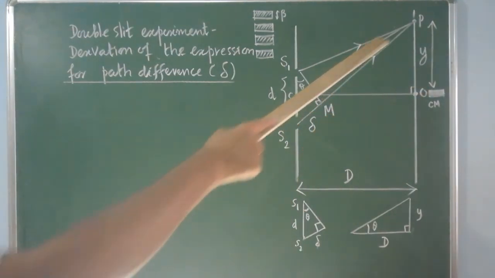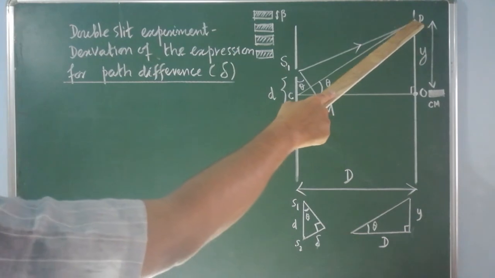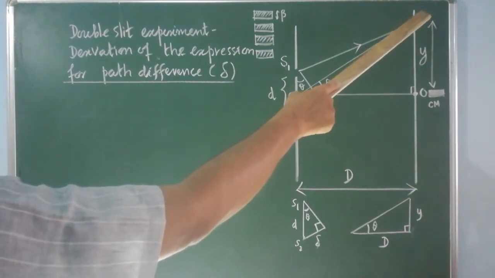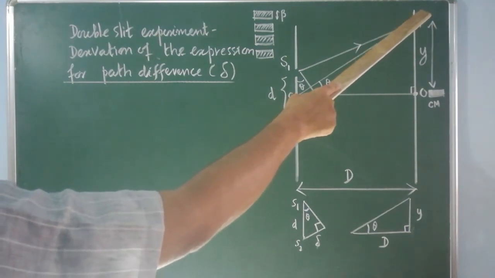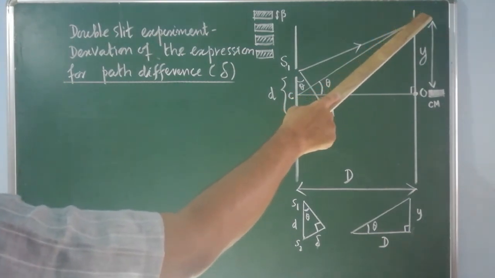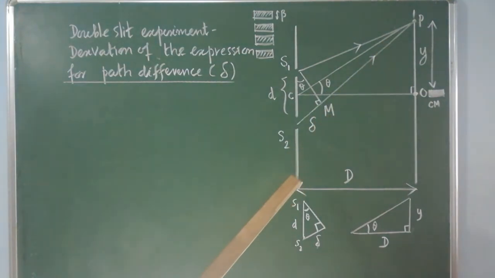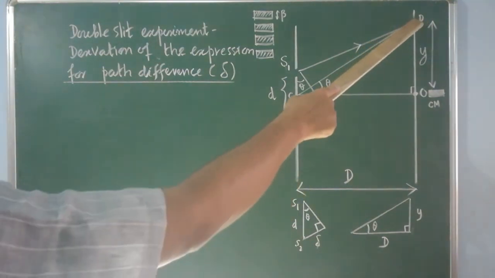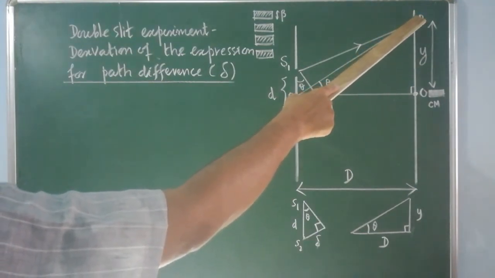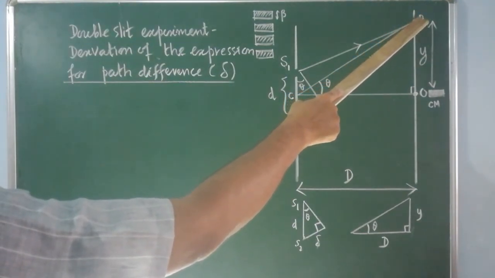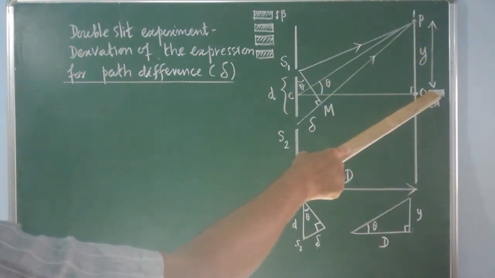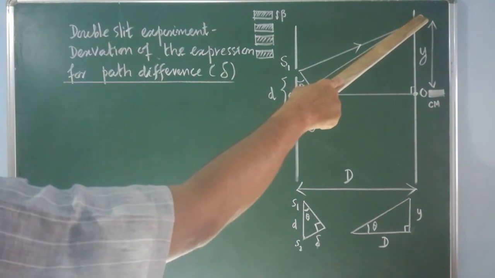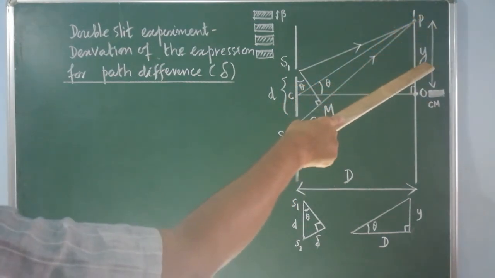Understood? So here I have chosen another point P. We don't know whether the bright band or dark band will be created there. To find out whether the bright band or dark band will be created, we have to derive the condition. Later we are going to derive the condition for the occurrence of bright band or dark band at point P. This is the sample point which I have chosen on the surface of the screen. From the central bright band to the undefined point P, the distance should be taken as y.